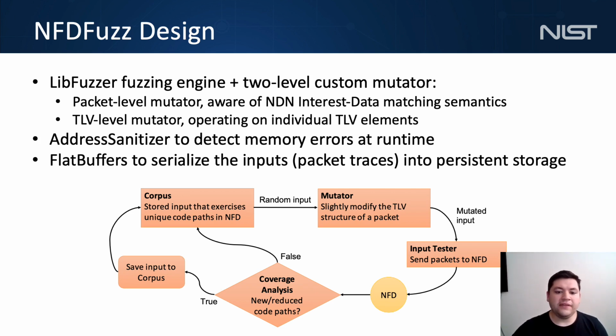The picture shows a very high-level overview of the main fuzzing loop. So a random input is picked from the corpus, passed to the mutator to be altered, and is then fed to NFD. Now, if we're lucky, NFD will crash. That means the fuzzer found a bug, which is then reported to the user for analysis and eventually fixed. But in most cases, NFD will not crash. So the fuzzer will check the code coverage analysis to see if that particular input discovered new execution paths in the code. If that is the case, the input is saved into the corpus so that it can be further mutated in future iterations. This process is repeated until a bug is detected.